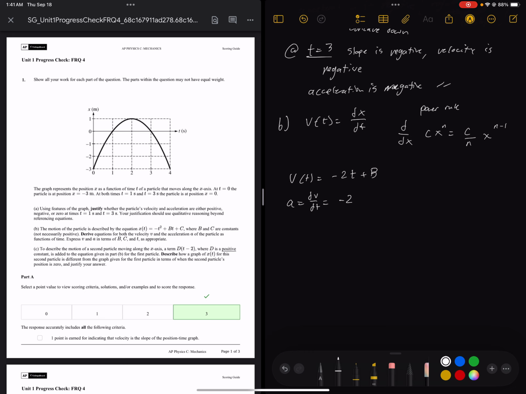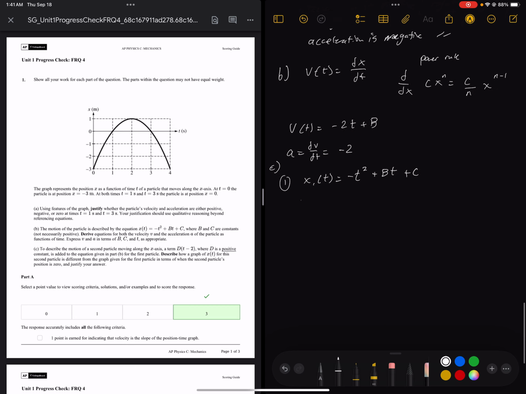So for particle 1, I have these two functions. This is part C. For particle 1, I'm going to write x sub 1 of t, the function that they have here. So for particle 1, I have negative t squared plus bt plus c.